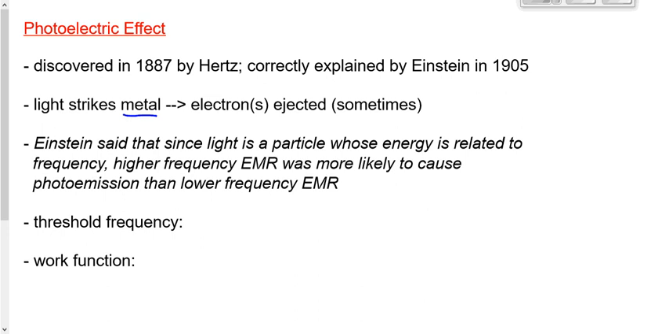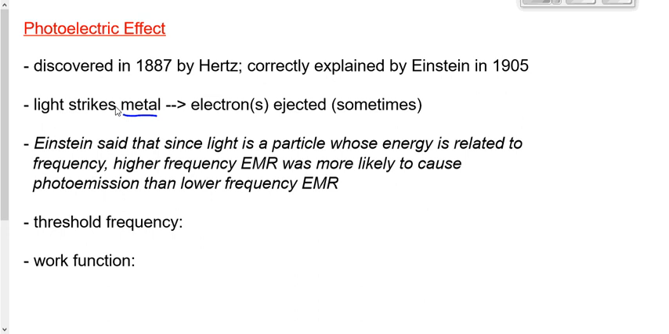Hertz and his contemporaries noticed that if the electrons weren't being ejected, we could change the type of EMR to maybe get the electrons being ejected. But that didn't agree with classical theory. Classical physics predicted that it wouldn't be the type of EMR that would cause the electrons to be ejected. Rather, it would be the amount of EMR that would cause the electrons to be ejected.